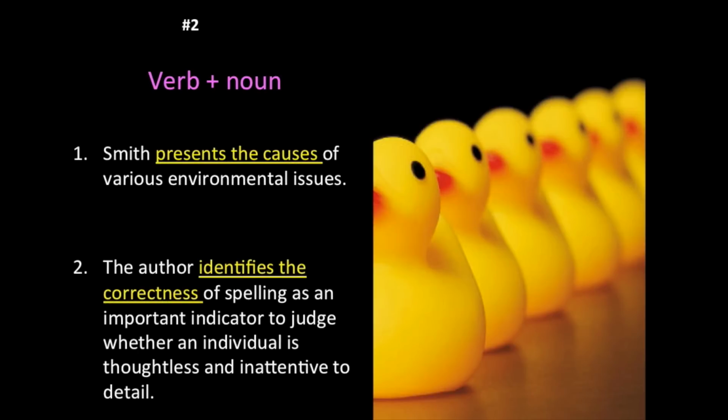The second scenario is that a noun complement follows a reporting verb. Such reporting verbs could be criticize, describe, identify, summarize, examine, or discuss. Let's look at 2 examples. Smith presents the causes of various environmental issues. The author identifies the correctness of spelling as an important indicator to judge whether an individual is thoughtless and inattentive to detail. Present and identify are followed by 2 nouns.